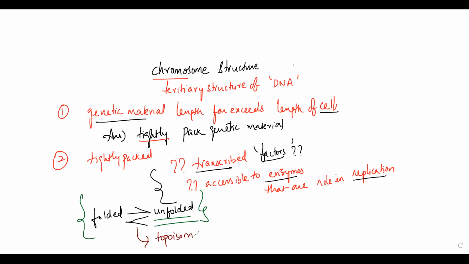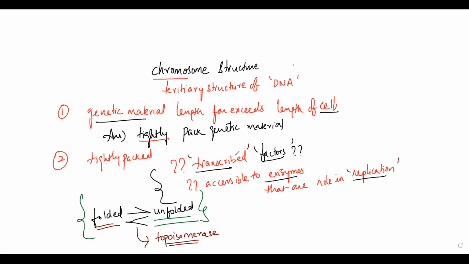So this is an enzyme which is going to fold and unfold the DNA based on the time when it has to be transcribed and replicated. And once it has been done with, it has to be folded back again. So that's being done by the enzyme which is called Topoisomerase.